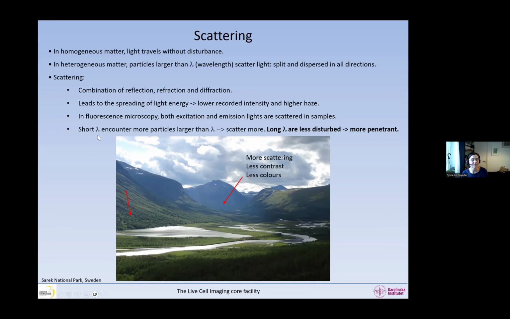So the short wavelengths in white light encounter more particles that are larger than them, and therefore they scatter more. Whereas the long wavelengths are less disturbed, and so they penetrate more, because they are able to travel undisturbed for a longer distance.